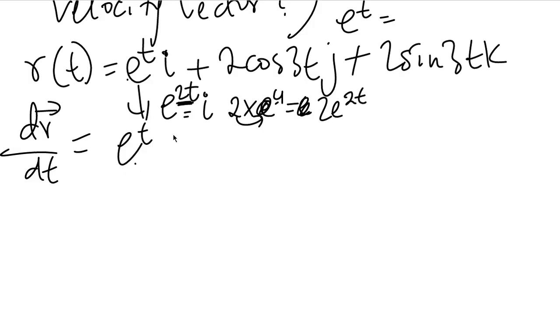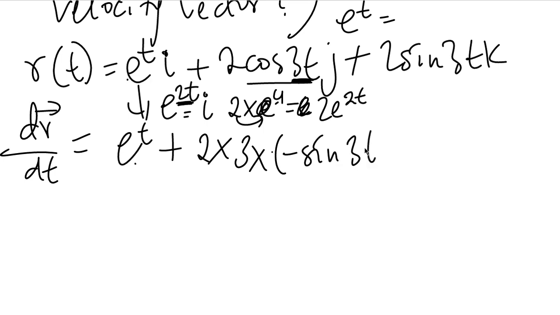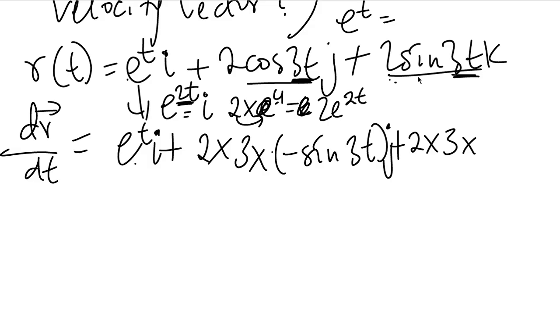So e to the t, and then plus, you take down this 2, right? And then multiplied by, if you take 3t as u, differentiating 3t gives you 3, multiplied by the differential of cos, which is minus sine. So that's going to be minus sine u, which is minus sine 3t. And then lastly for the k, remember to attach i, j, and k. For this part, this is going to be 2, which is the constant, times, if you differentiate 3t, we have 3, multiplied by the differential of sine, which is going to give us cos. It's going to be cos 3t and then k.